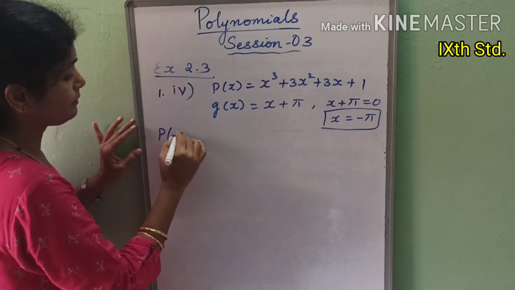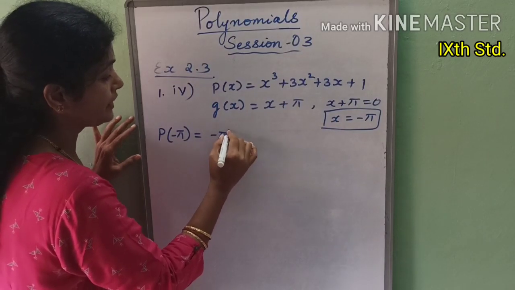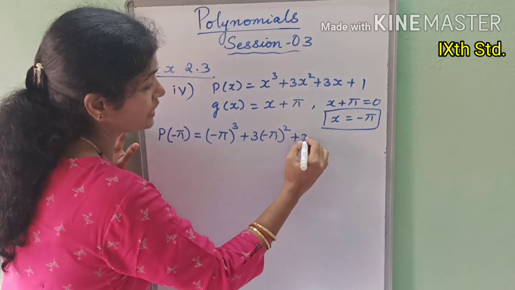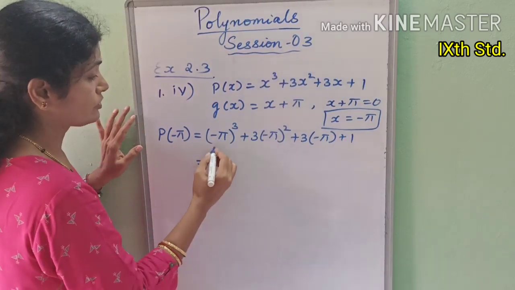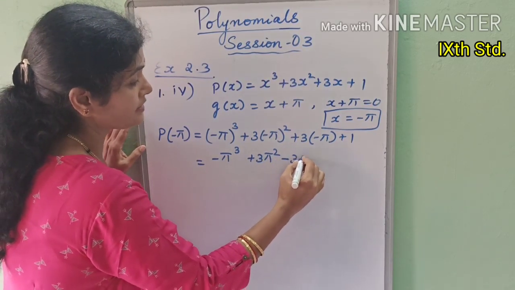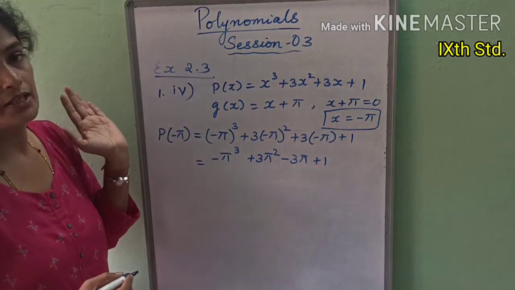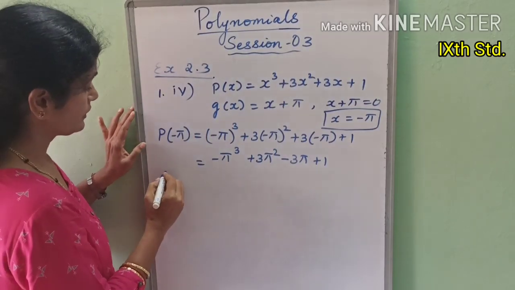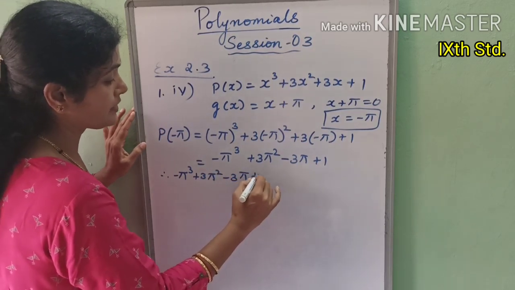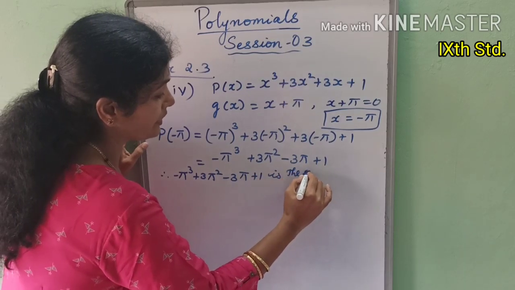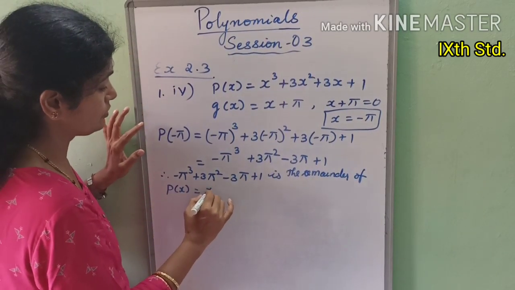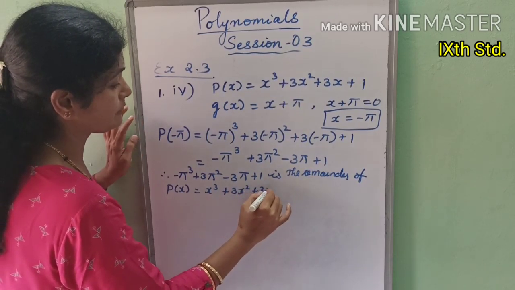So p of minus pi is equal to minus pi whole cube plus 3 into minus pi whole square plus 3 into minus pi plus 1. So this will be minus pi cube plus 3 pi square minus 3 pi plus 1. So this is the remainder of polynomial p of x. Okay. Therefore, you can write it as minus pi cube plus 3 pi square minus 3 pi plus 1 is the remainder of p of x, which is equal to x cube plus 3x square plus 3x plus 1.